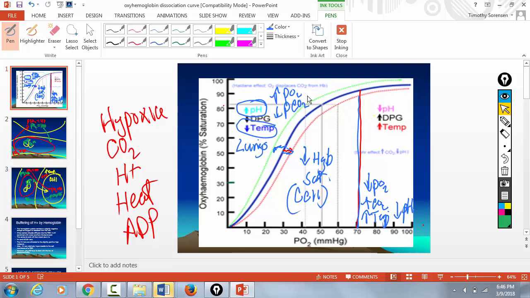Where do you want the oxygen to let go? At the cell, right? What are the conditions at the cell? Higher temperature, lower PO2, higher PCO2, and lower pH. Did I say pH twice? No. Oh, good. That's all you want, pretty much?